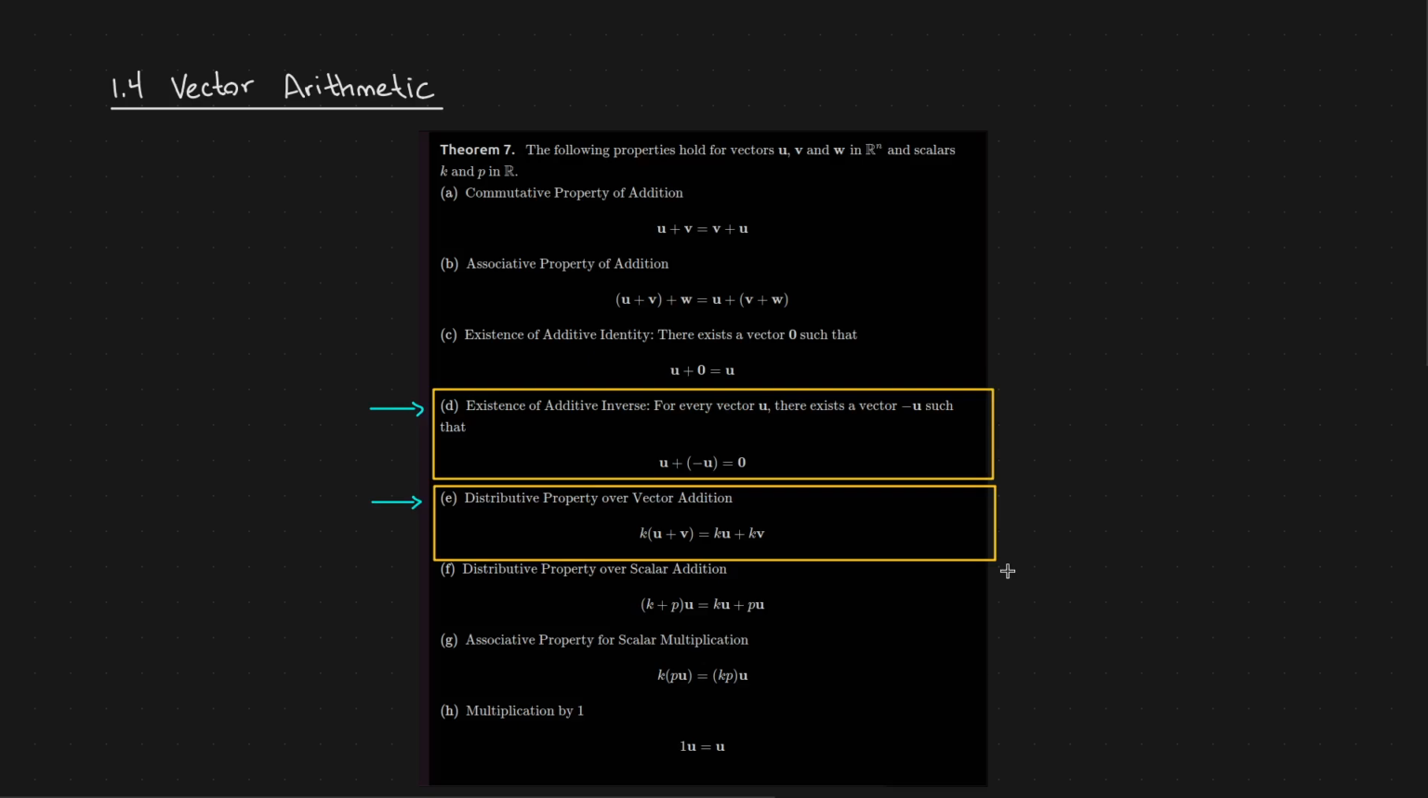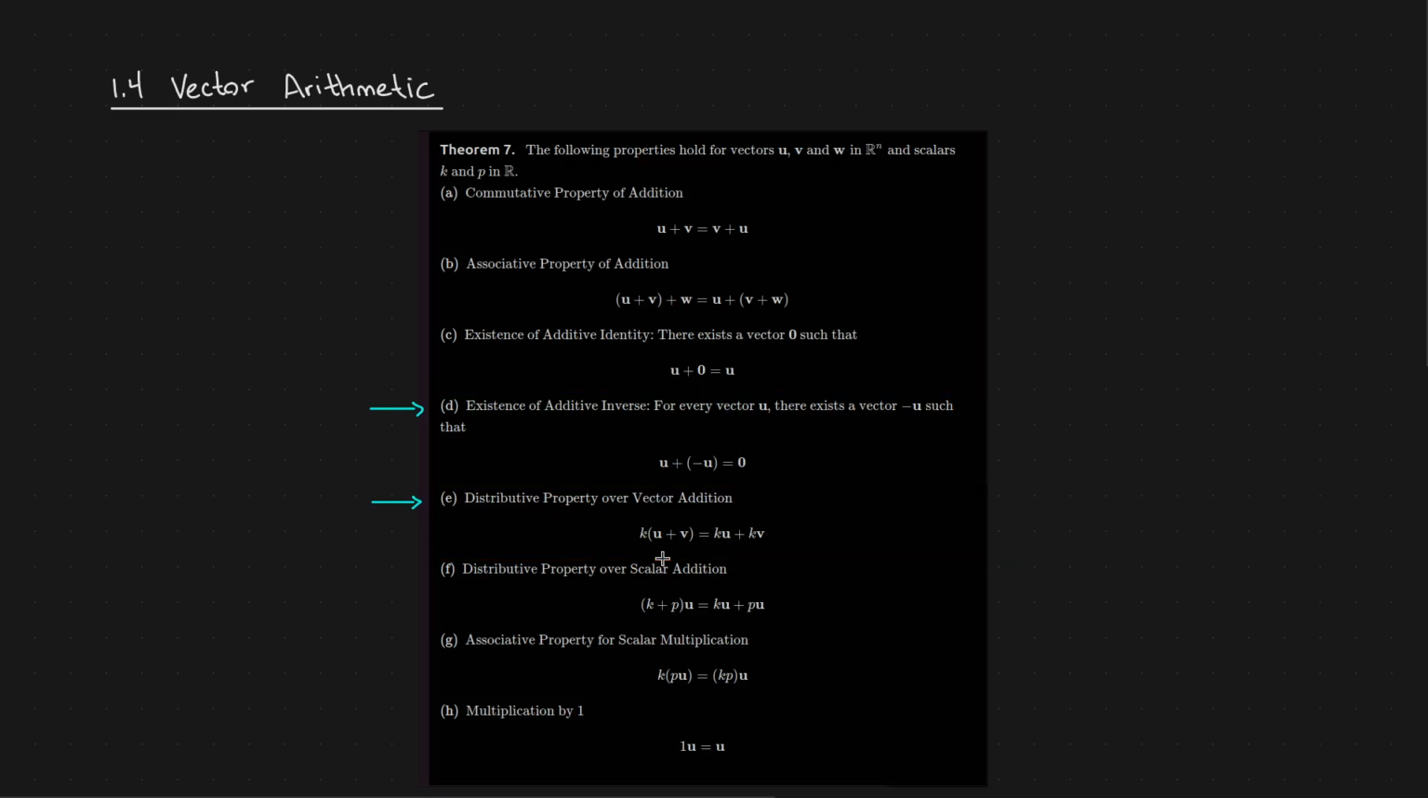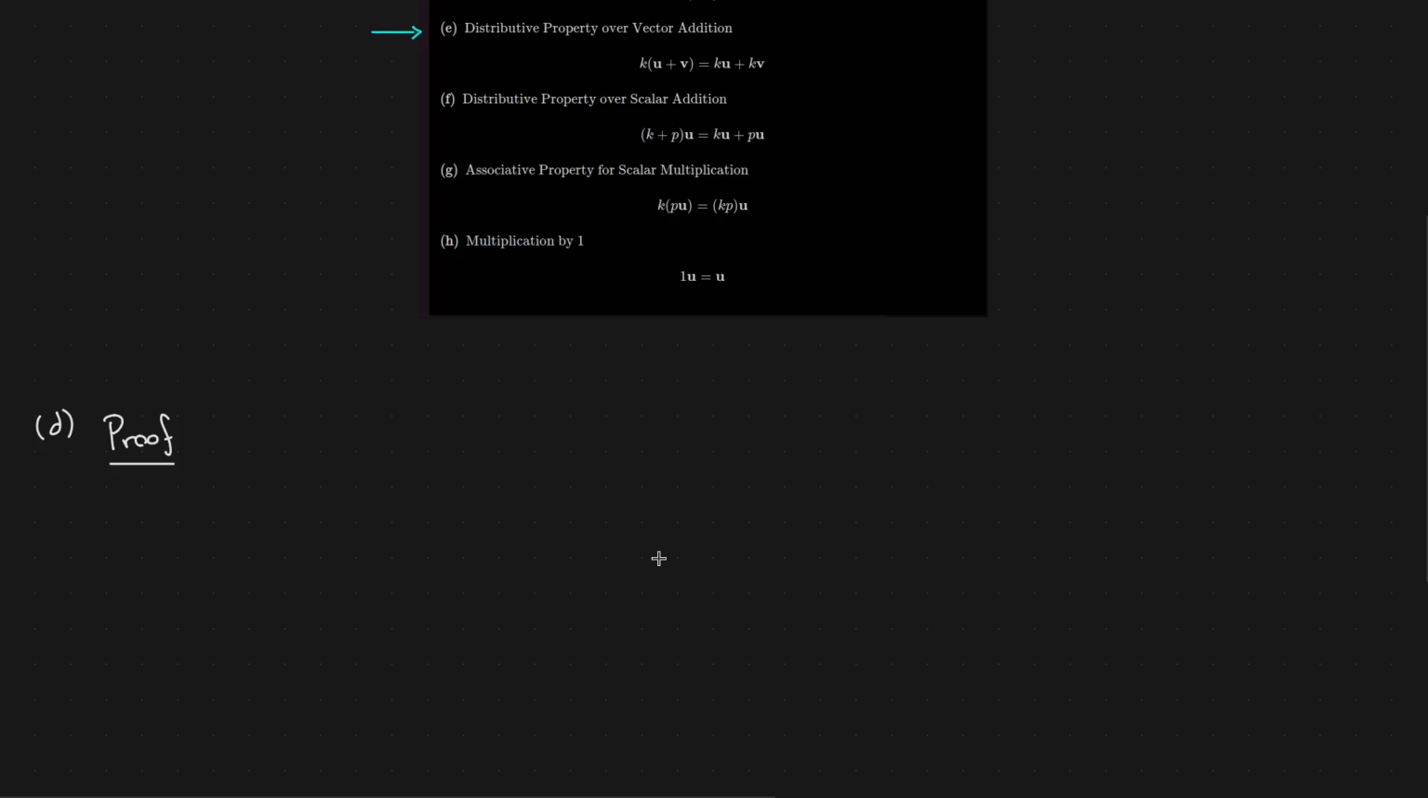We cannot, in this situation, test every possible case individually. There are infinitely many of them, right? There are infinitely many vectors U. I cannot do it for every single case individually, so I need to do it generally. Okay? So let's take a look at D.